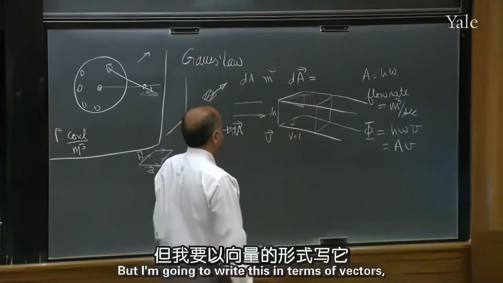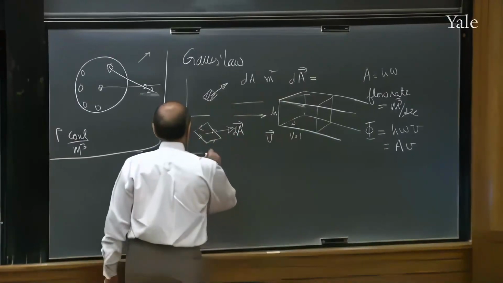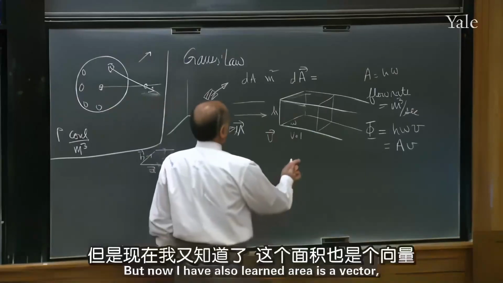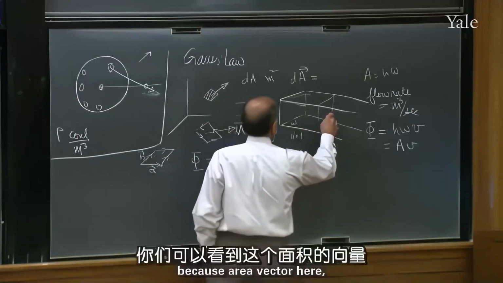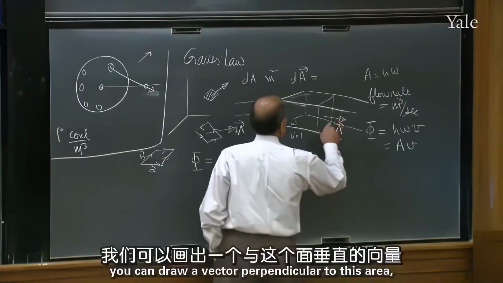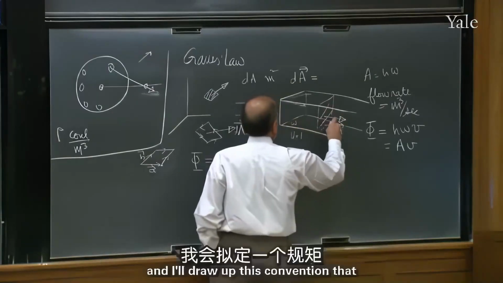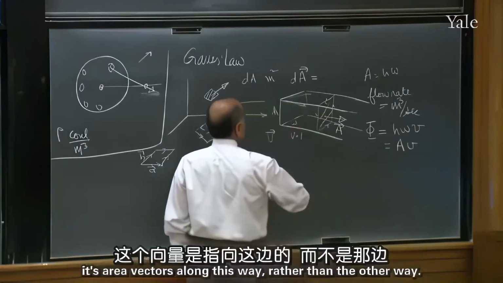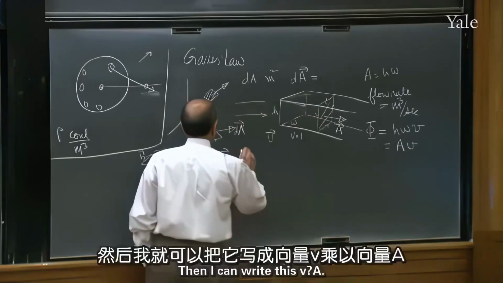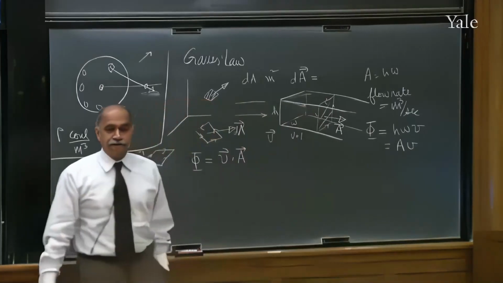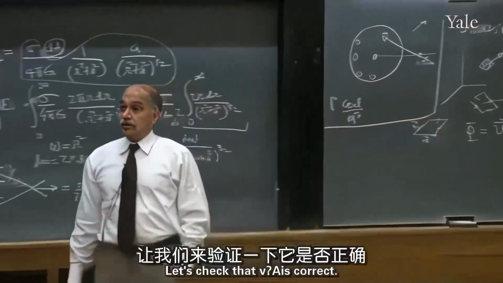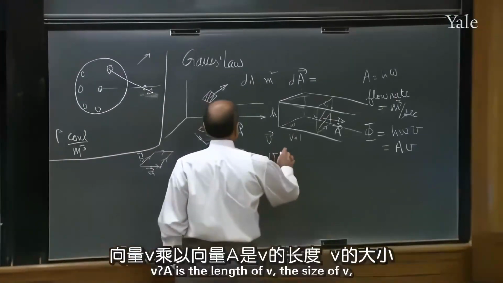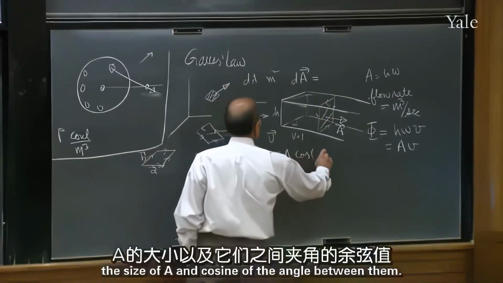But I'm going to write this in terms of vectors, because I know the velocity is a vector. But now I have also learned area is a vector, because the area vector here, you can draw a vector perpendicular to this area, and I'll adopt this convention that it's area vectors along this way rather than the other way. Then I can write it as V dot A. Let's check that V dot A is correct. V dot A is the size of V, size of A, and cosine of the angle between them.